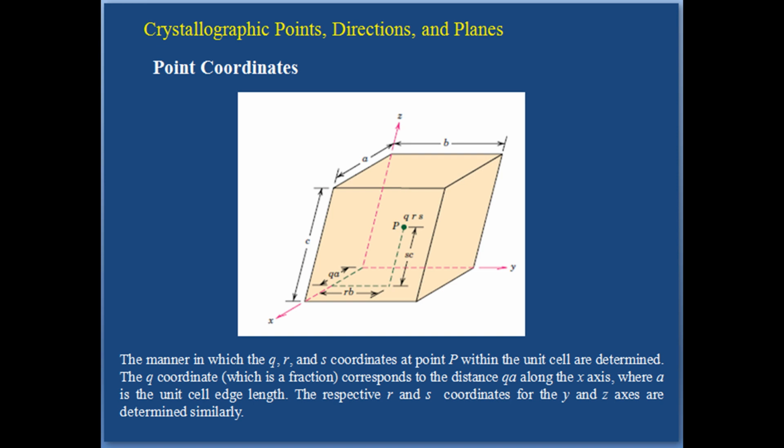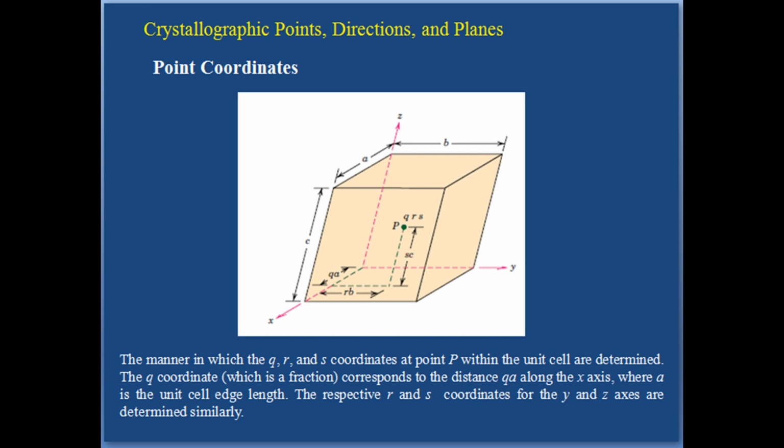Thus, the position of P is designated using coordinates q r s with values that are less than or equal to unity. Furthermore, we have chosen not to separate these coordinates by commas or any other punctuation marks, which is the normal convention.